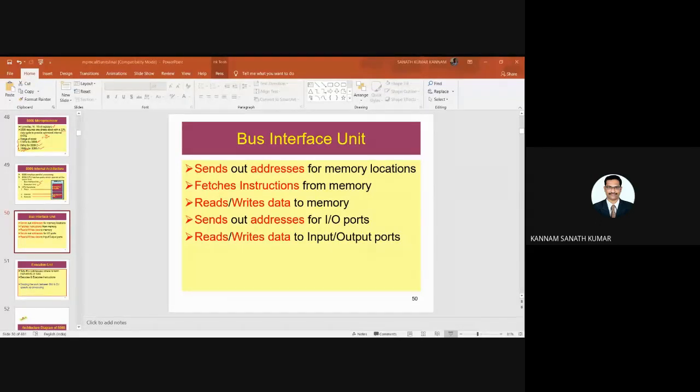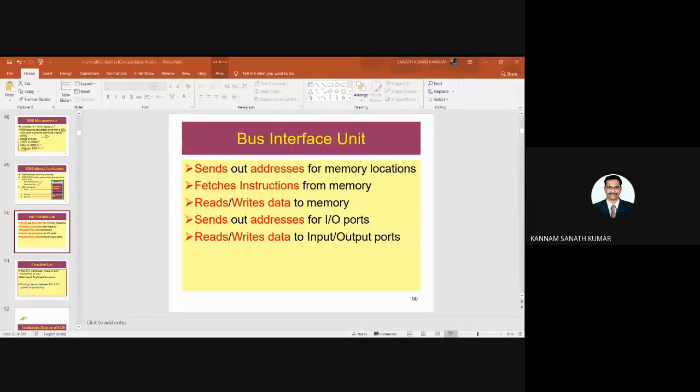That means the main operation of the bus interface unit is to communicate with the external peripherals. What are our external peripherals? Memory. It can access the address for the memory, it can read or write the data in the memory, or it can read or write the data to the IO ports. IO ports mean our external peripherals. So this is the main operation of the bus interface unit.